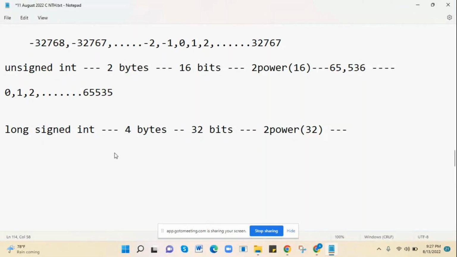Okay, it is more than 2 lakhs. Okay, so it starts from minus 2147483648 to 0.